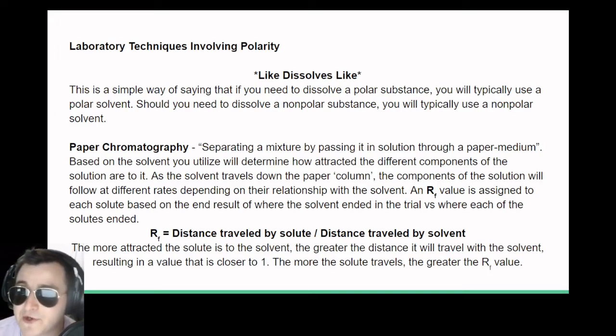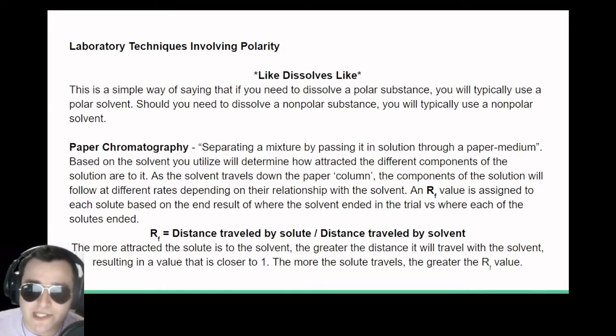Anyways, the value associated with this that determines, I guess, the similarity of polarity to whatever substance you're looking at is known as an RF value. The equation for RF is the distance traveled by whatever you're assessing over the distance traveled by the solvent. If something is very chemically similar to the solvent, then it's going to travel almost hand in hand with the solvent.